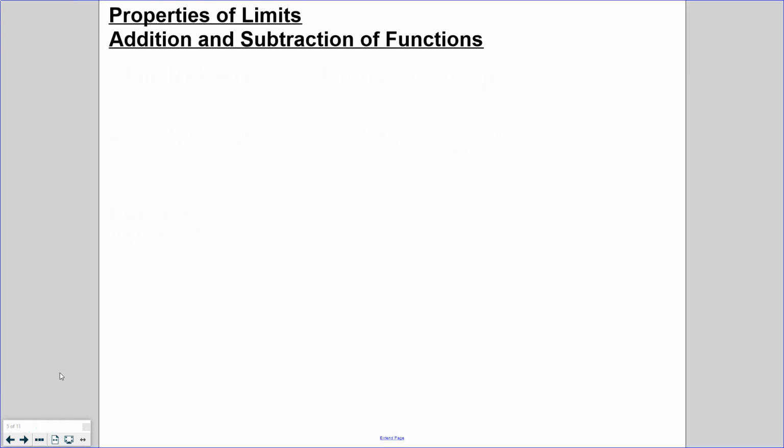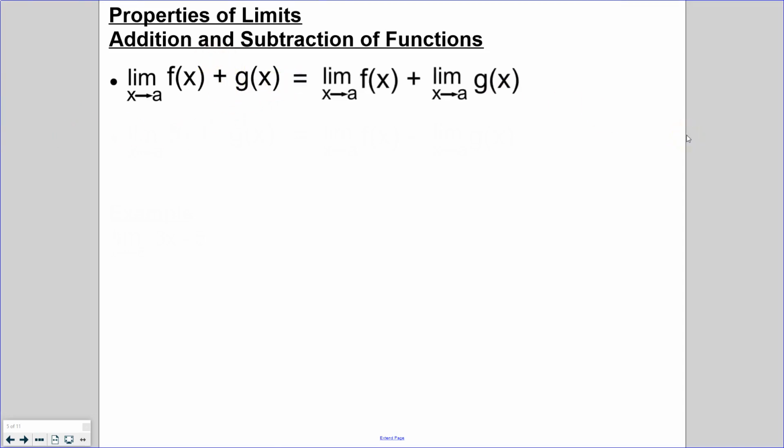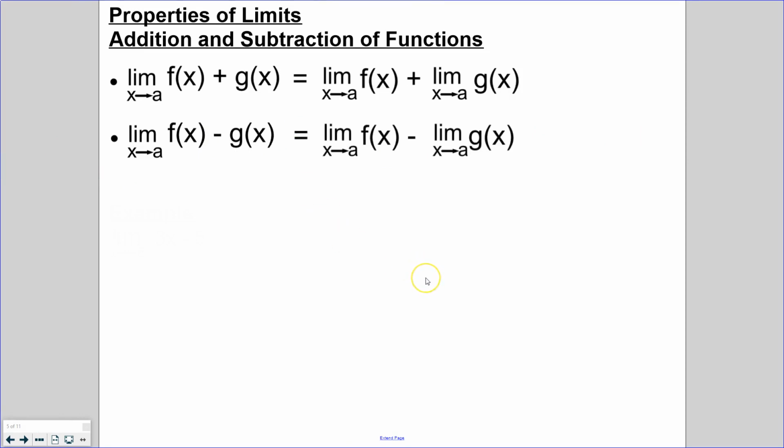All right, the next properties we're going to be talking about are the addition and subtraction of functions. First off, we have addition. We have the limit as x approaches a of f of x plus g of x. Properties of limits are great here because, since it's addition, we can just pull them apart and take the limit of each function separately. The same thing is true with subtraction. If we have the limit as x approaches a of f of x minus g of x, we can just pull it apart and take the limit of each individual piece.